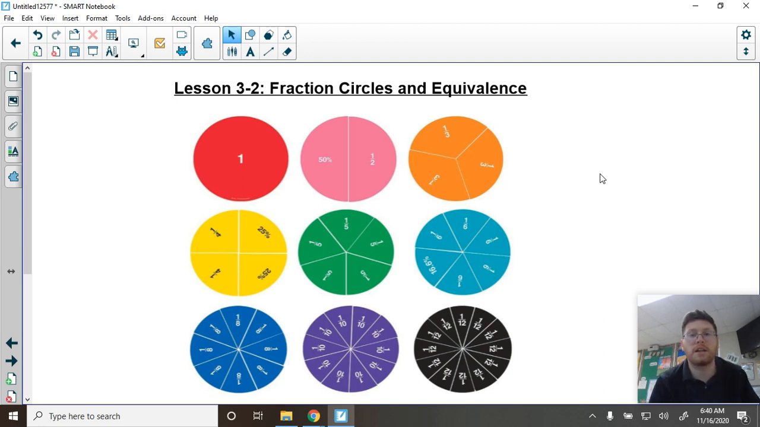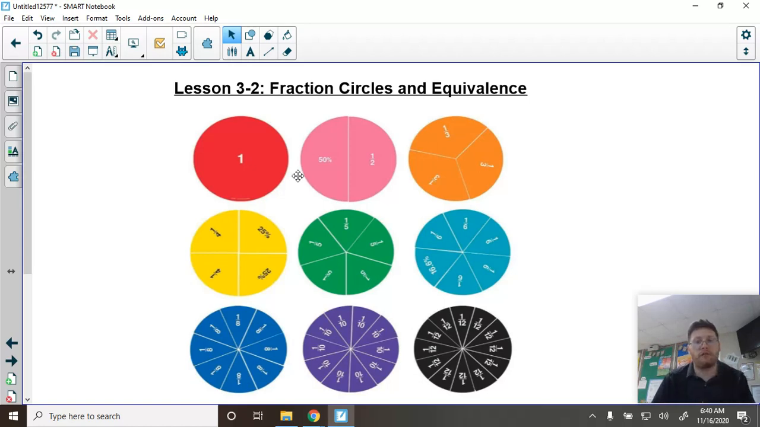What's up, guys? All right, today's lesson is going to be lesson 3-2, fraction circles and equivalence. Now, if you've never used fraction circles before or even fraction strips, they're pretty easy to use to show the equivalence of different fractions. So if I had a fraction over here, I could lay the fraction strips or the fraction circles on top of that fraction to see if they're equal.